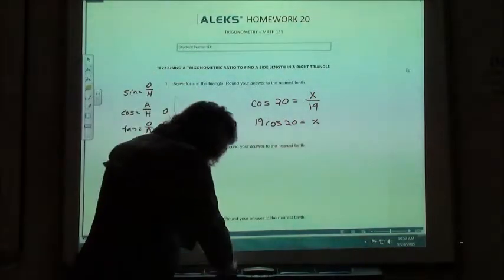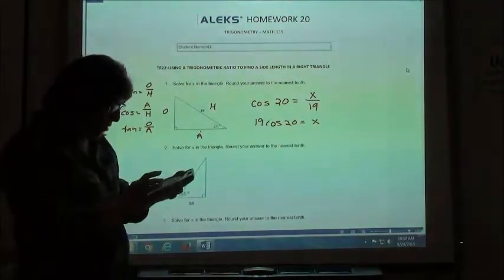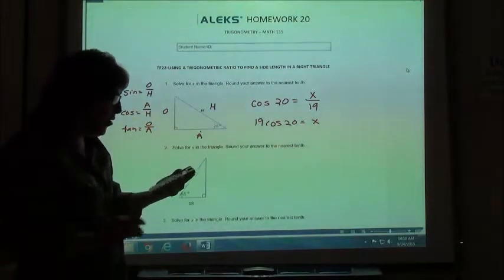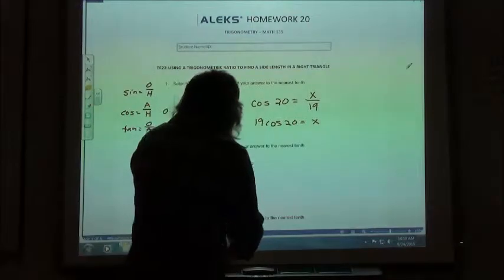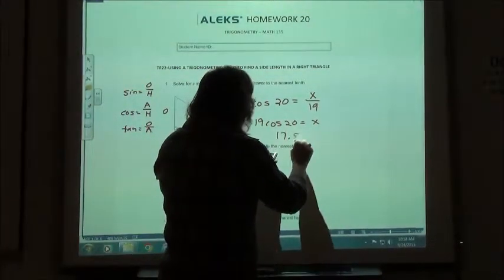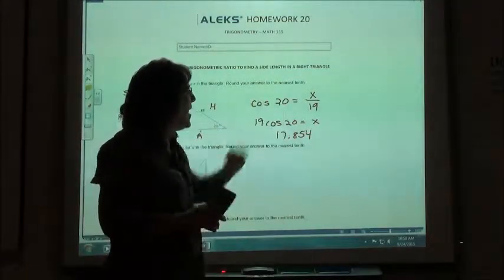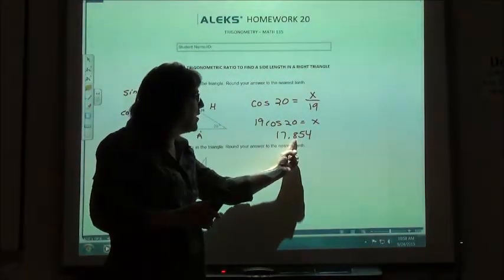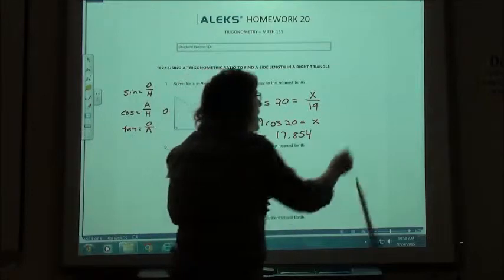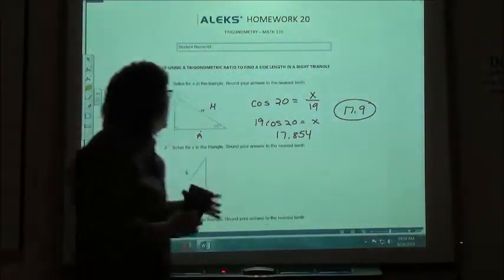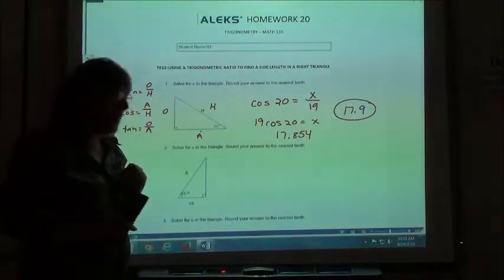And so, all we're going to do is punch it into our calculator. 19 cosine of 20 equals, and I'm getting on my calculator 17.854... I want to round my answer to the nearest tenth, so this one I'm going to end up rounding up. And so 17.9 is going to be what the length of this side over here ends up being.